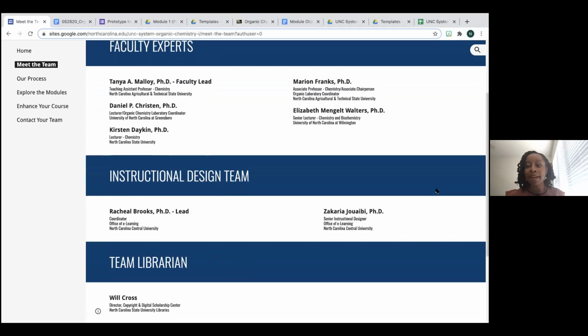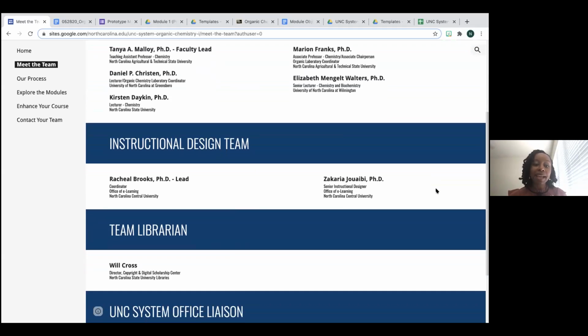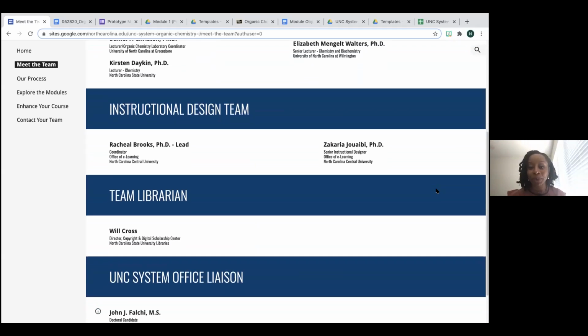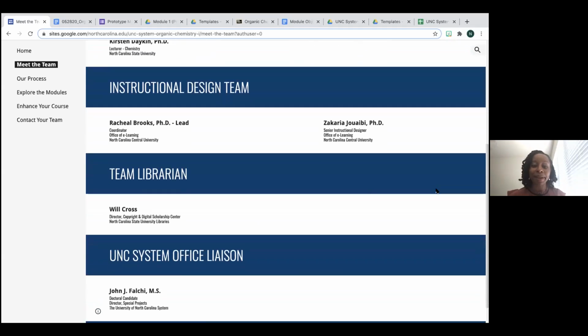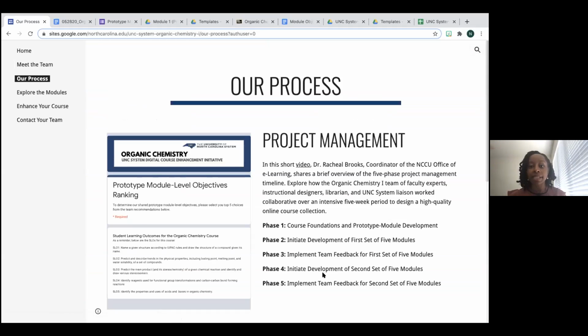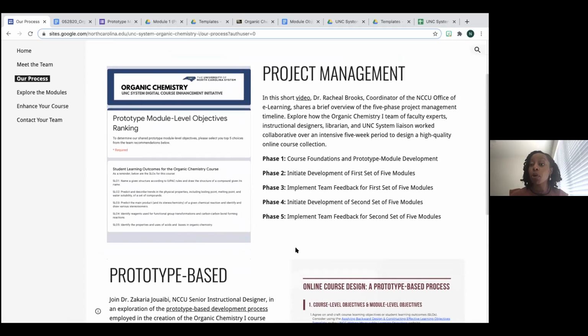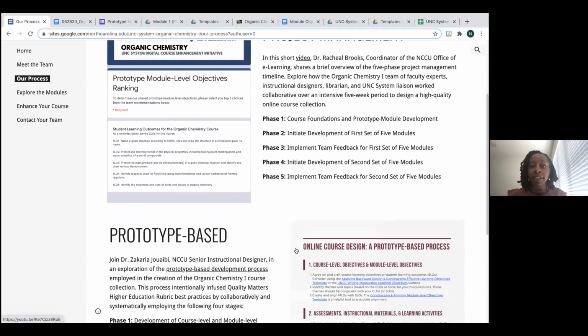The team was led by our instructional design team from North Carolina Central University, my colleague, Dr. Jwaibi, who will be speaking with you in just a bit, as well as our amazing team librarian, Will Cross from NC State University Libraries, and our system liaison, John Fauci. We will talk about the process that we utilized for managing this project, which we're referring to as our prototype-based process. When you navigate to this page, you will find 2 videos that explain both of these processes in more detail for those of you who are interested in knowing more about that back-end piece.